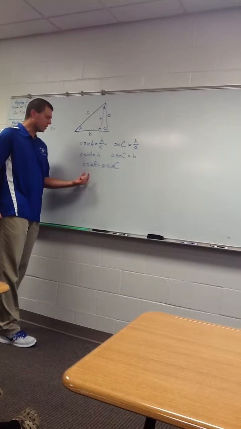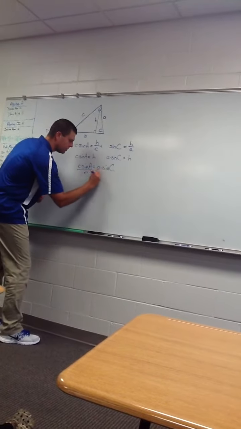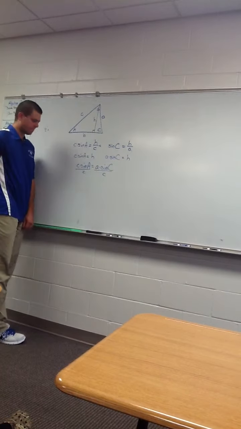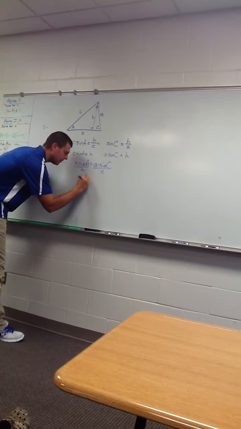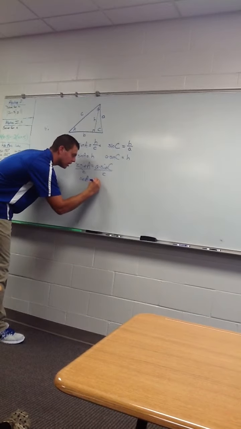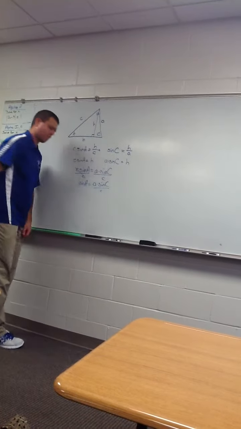Listen. We're going to get C's on one side, A's on the other. Okay? So I'm going to divide by C, divide by C. So now I have the sine of A is equal to A times the sine of C over C.